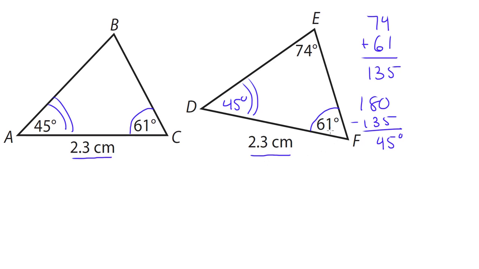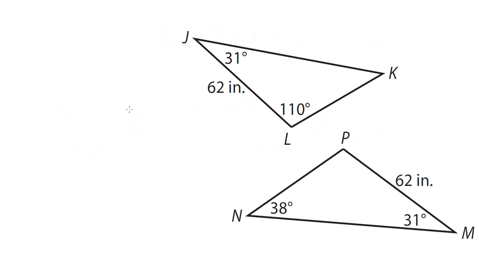And so now I have angle side angle. And so now I know that triangle ABC is congruent to triangle DEF. And I did that using the angle side angle triangle congruence theorem. So pause the video, take a look at this example here, and see if you could determine whether or not these two triangles are congruent using angle side angle.